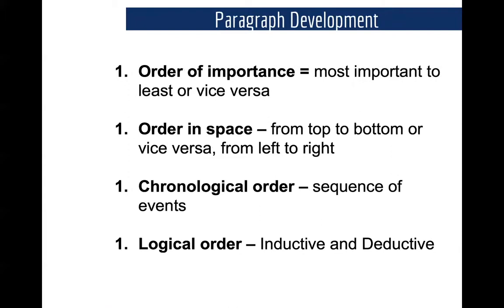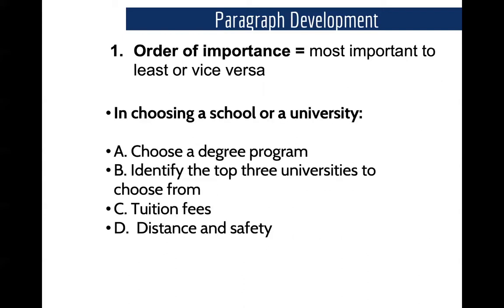So first one is order of importance. You need to arrange the details from the most important to the least important, or vice versa. Second one, this is number two, is order in space, from top to bottom, or vice versa, or from left to right. And this is for descriptive essay. And number three is chronological order. You have to consider the sequence of events, especially if you're telling a story or historical event. And the fourth one is the logical order, wherein you arrange the details from inductive or deductive reasoning. We'll be taking that up one at a time.